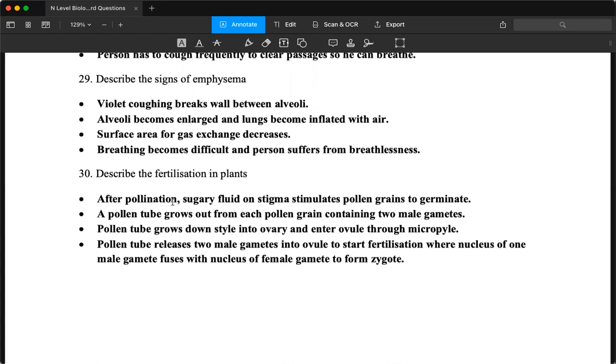What happens after pollination? There will be germination of the pollen grain. Out of it grows the pollen tube with 2 male gametes. The pollen tube grows down from the style into the ovary, enters the ovule through the micropyle, and then the 2 male gametes are released. Then there's fusion between the nucleus of the male and the female gamete to form the zygote.